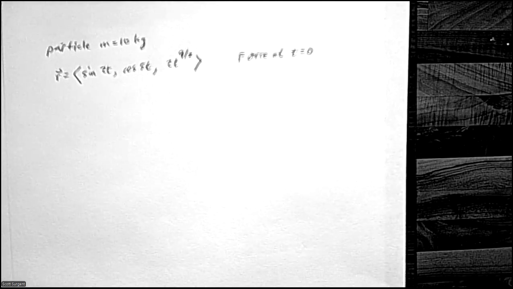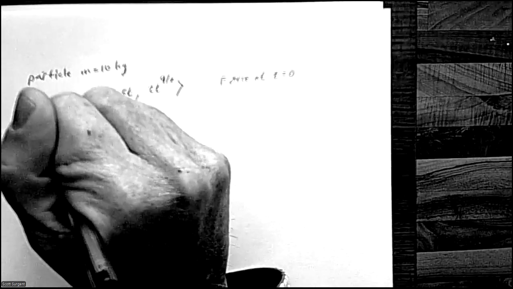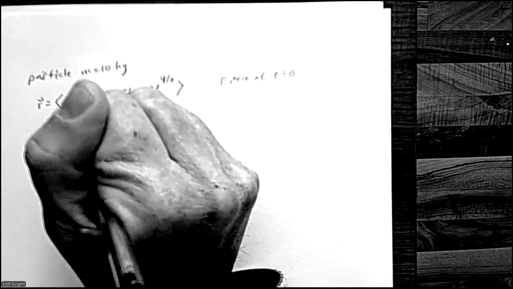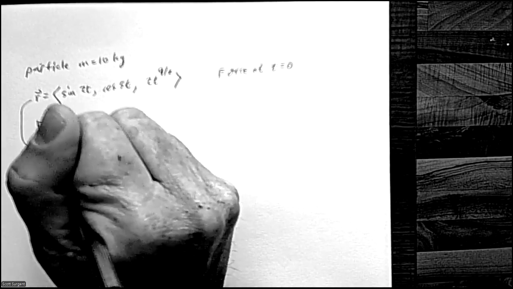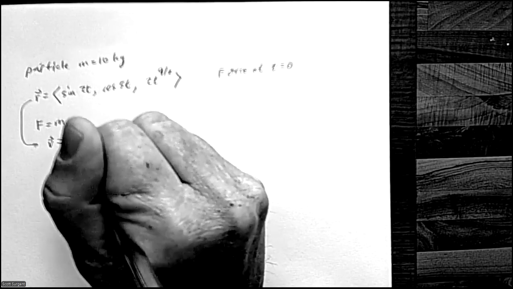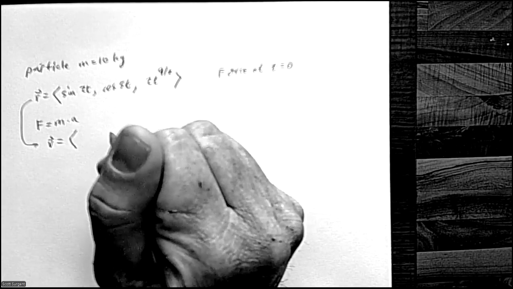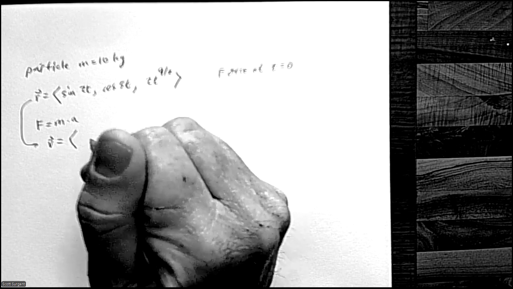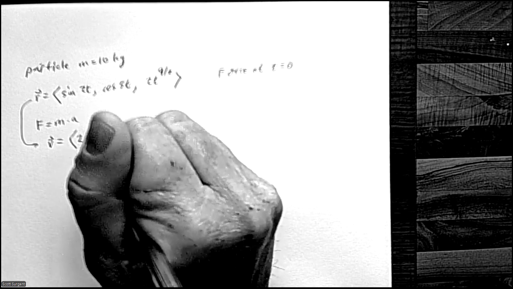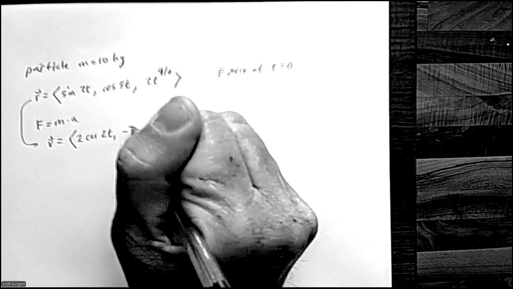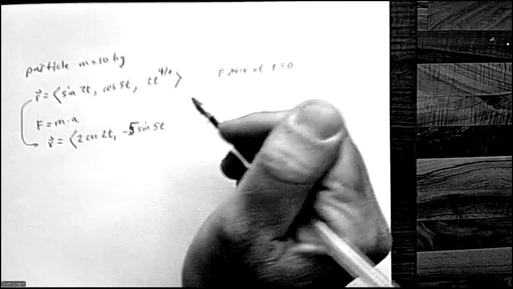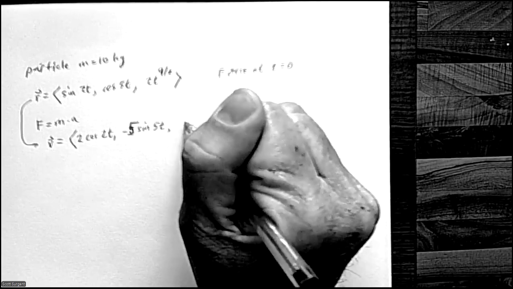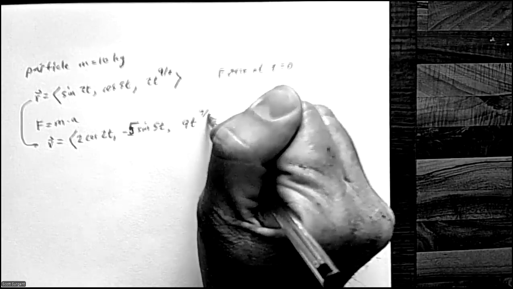Well, we're going to use that old famous formula, force equals mass times acceleration. And so what you need to do is take a couple of derivatives here. The first derivative will give us velocity. So this thing is basically moving along like a helix type path. You get 2 cos 2t, negative 2 sine, negative 5 sine 5t. This guy's going to be 9t to the 7 halves.